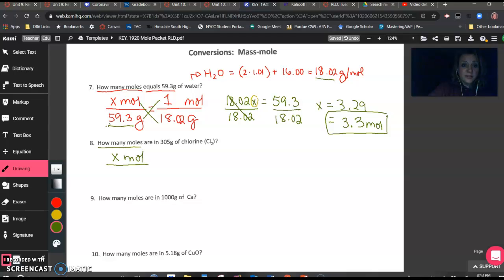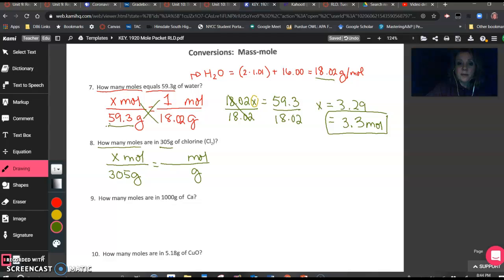And this is equal to what I'm given in grams, 305 grams. Now I make that fraction equal to my second fraction. I'm going to put mole on top because I've got it on top on the left. I'll put grams on the bottom because I have it on the bottom on the left. And now I have to figure out what numbers go here.